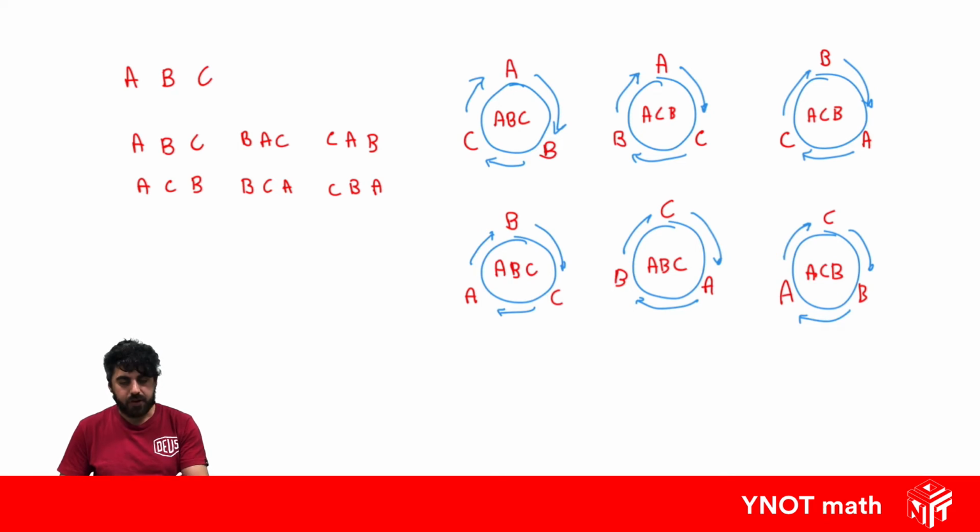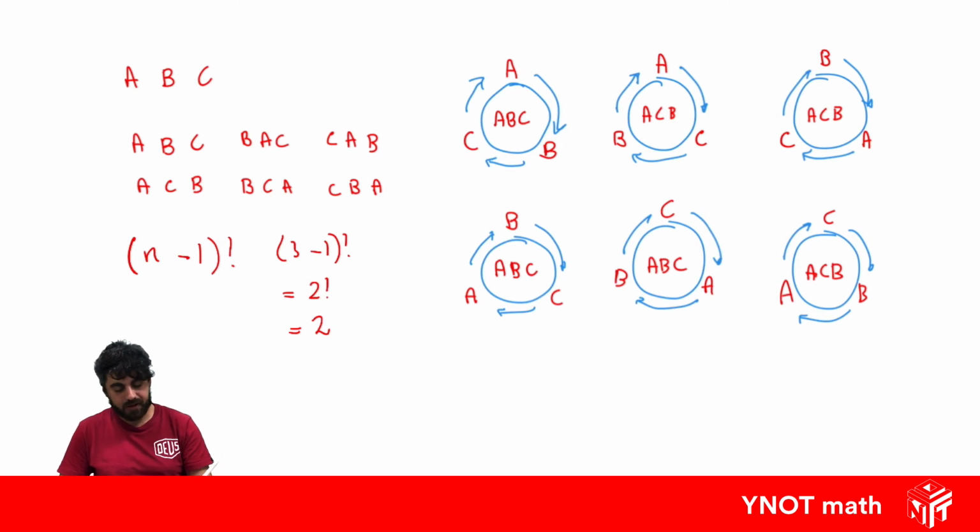Because when they're arranged in a circle, it only matters who's on their left and their right for every person or every object. And this leads us to the total number of arrangements in a circle, which is just the number of people or number of objects minus 1 factorial. So in this case, we had 3 people. So it was 3 minus 1 factorial, which is just 2 factorial, and 2 factorial is 2.